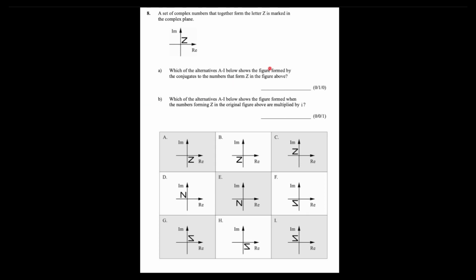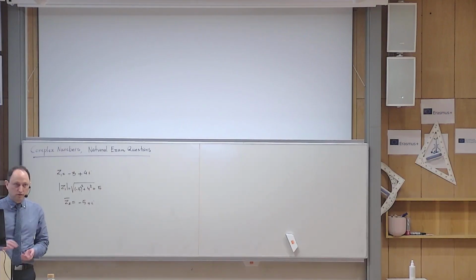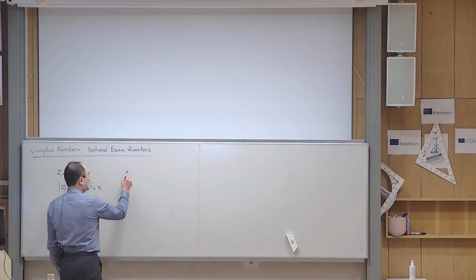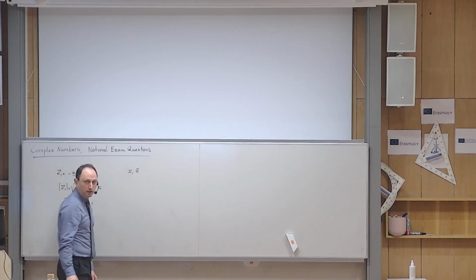And this is a little bit better question. So it's a C-level and A-level question. A set of complex numbers that together form the letter Z is marked in the complex plane, as you see here. Which of the alternatives A to I below shows the figure formed by the conjugates to the numbers that form Z in the figure above? So what should we do? You need to remember something. What was the relation between Z and Z bar in a complex plane?